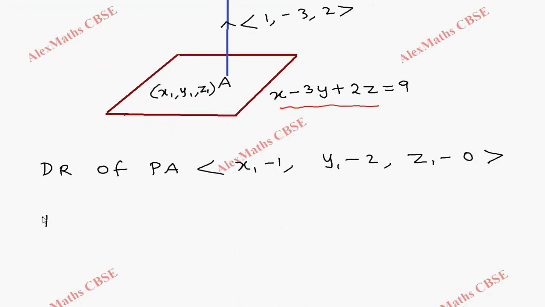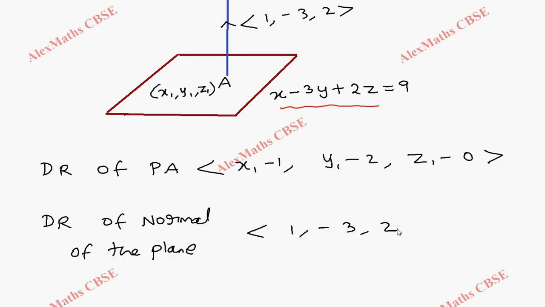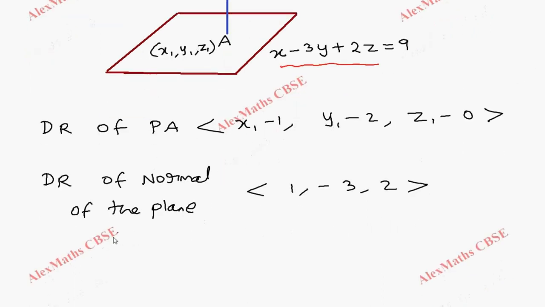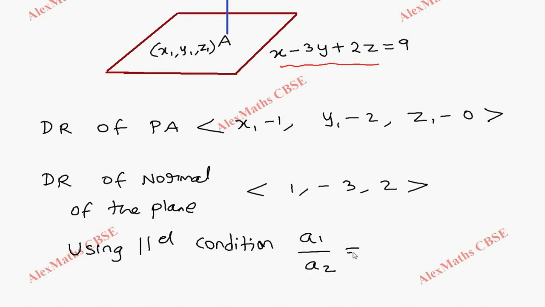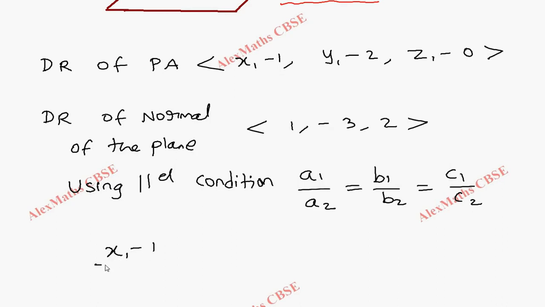Let's write the direction ratio of the normal of the plane, which is 1, minus 3 and 2. Since these two are the same, we can use a parallel condition. Using the parallel condition, A1 by A2 equal to B1 by B2, which is equal to C1 by C2. Now from this we get x1 minus 1 divided by 1.